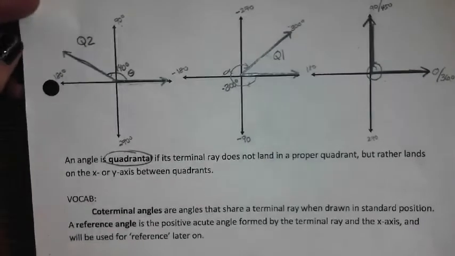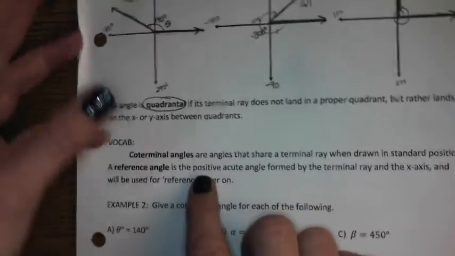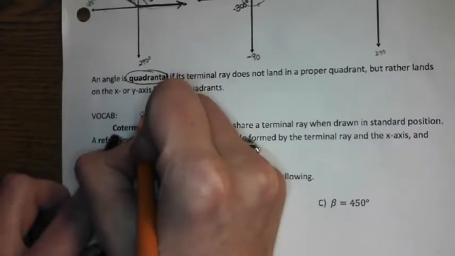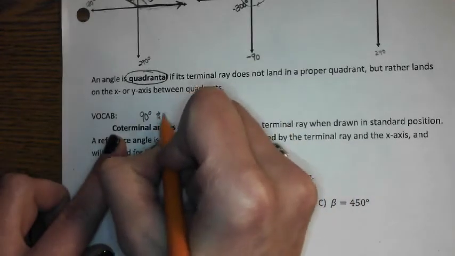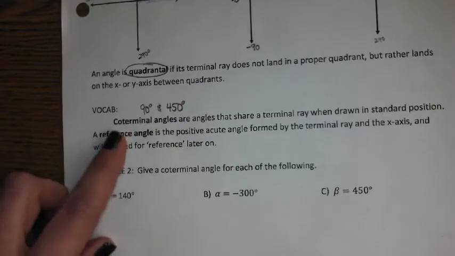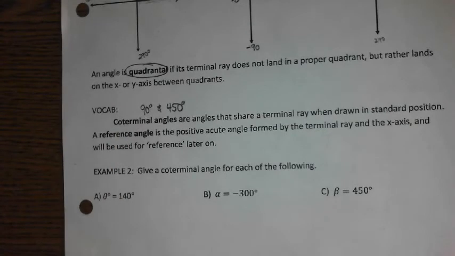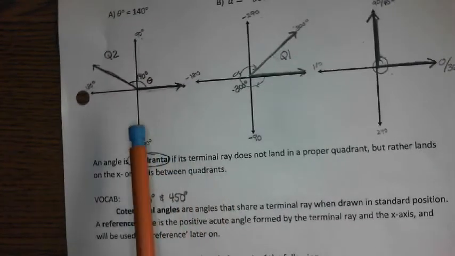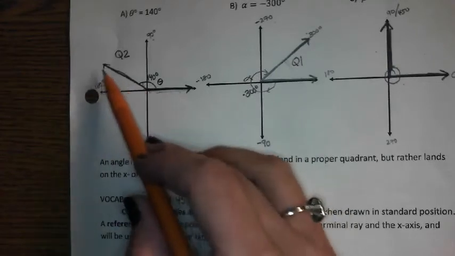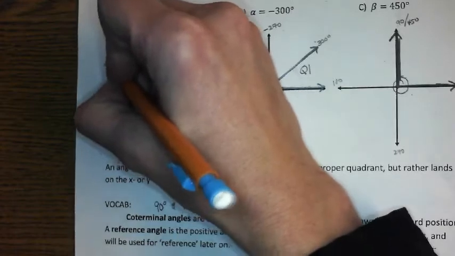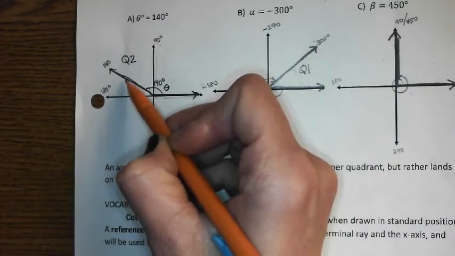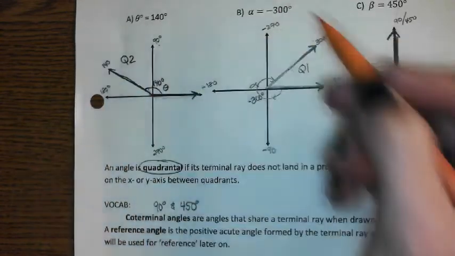Okay? So the angles I'm talking about here are coterminal. A 90 degree angle has the same terminal ray as a 450 degree angle. Those are called coterminal because their terminal rays coincide. I also kept asking you above about what's the angle between the terminal ray and the x-axis here. And you guys told me this was 140. So you told me that that was a 40 degree difference, right? That's called your reference angle.